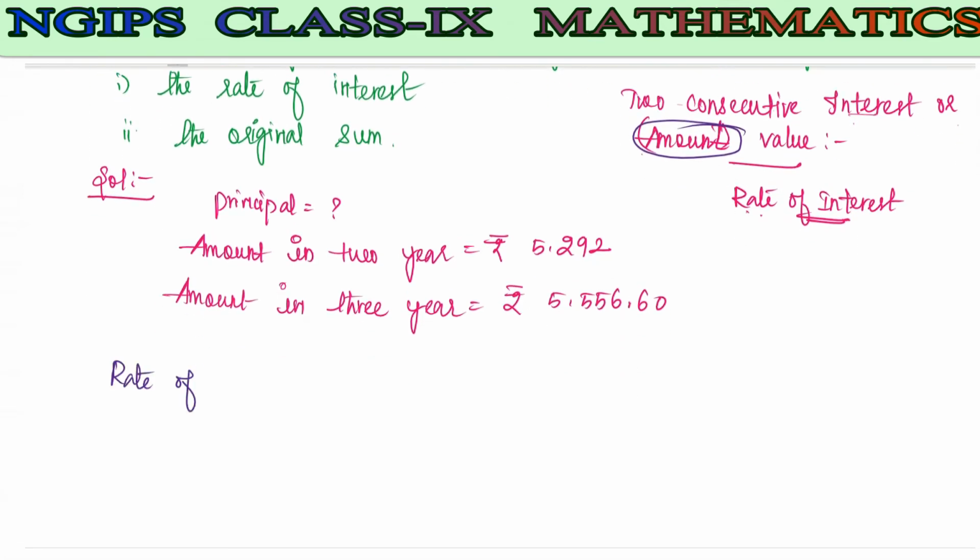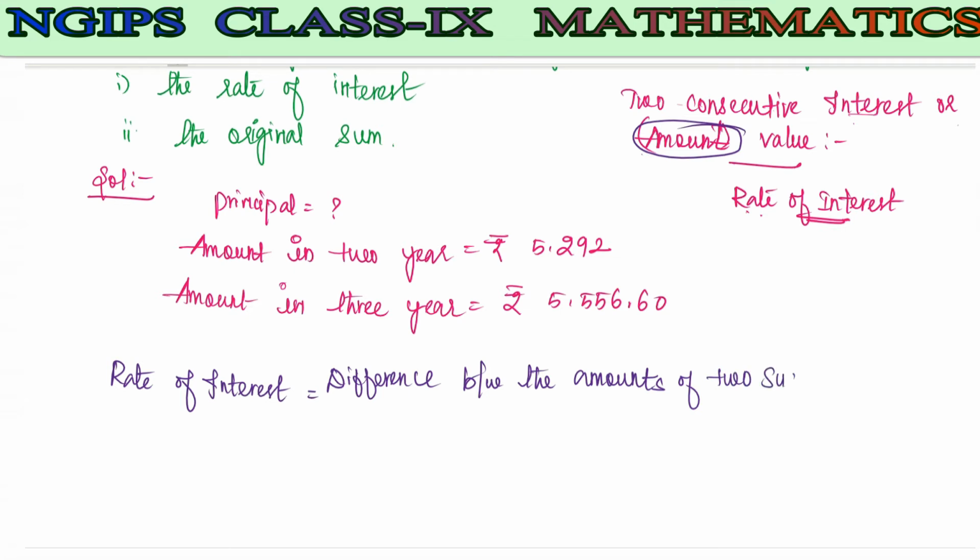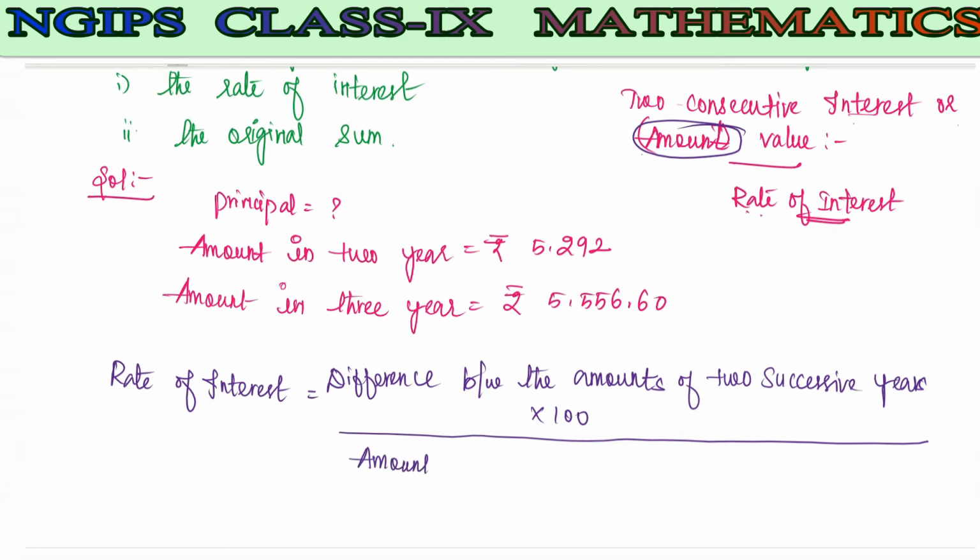So the rate of interest is equal to, we have the formula, the difference between the amounts of 2 successive years, into 100, divided by the amount of the preceding year, into the time.